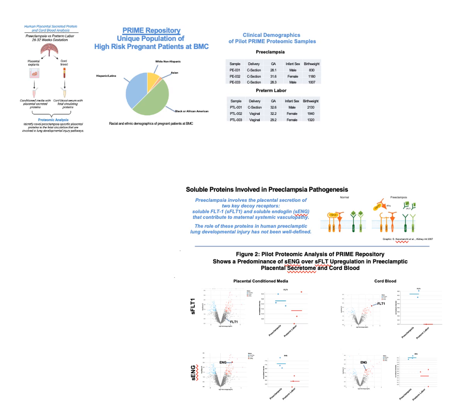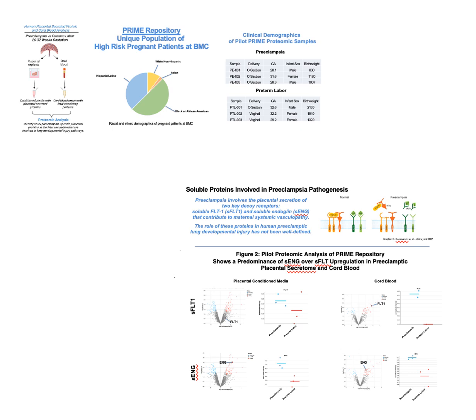BMC is a particularly valuable area to study preeclampsia because we have a very unique population of high-risk pregnancies. This pie chart is showing the racial and ethnic demographics of our patients at BMC. We are also a very unique population as a safety net hospital.